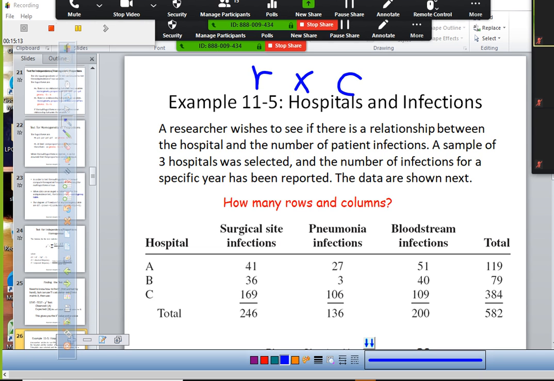All right, so here we have, don't get confused, look at our data. We have type of infections. We have surgical, pneumonia, bloodstream. We have 3 of them.